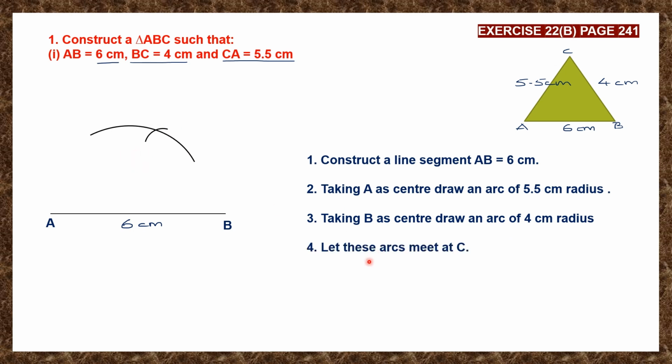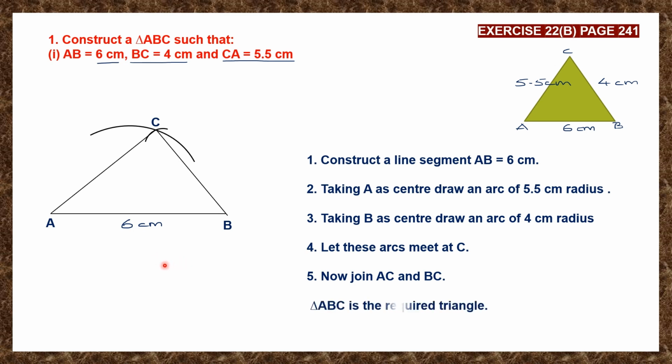Now let these arcs meet at C. So both the arcs have met. The point where the arcs have met, let's call it C. Now join AC and BC. So let's do that. Join AC, join BC. Now can you see you've got a triangle. Now ABC is the required triangle. So triangle ABC is the required triangle. So the measurements will all be correct. So this side will be 4 centimeters and this side will be 5.5 centimeters.